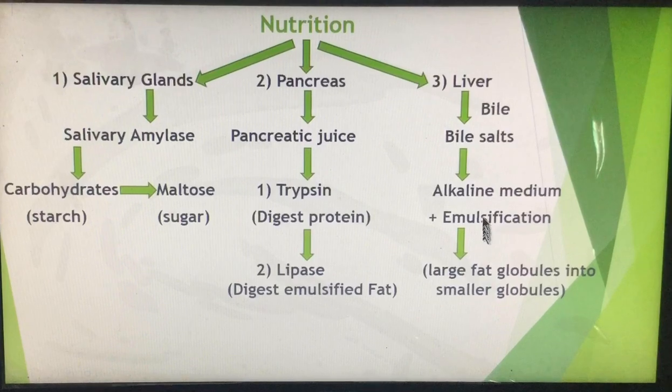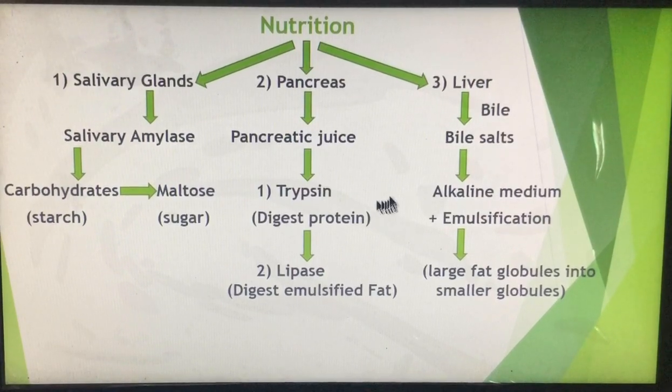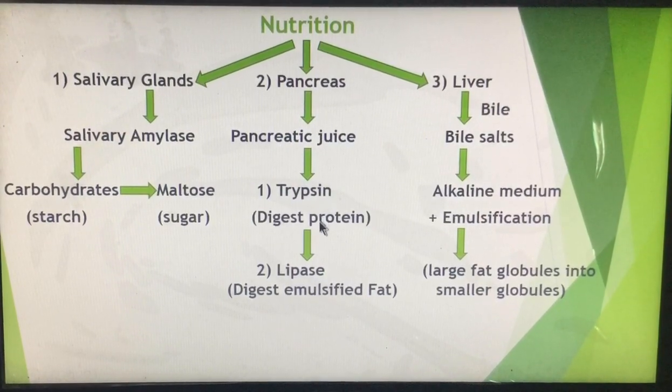This process is known as emulsification. Emulsification is a process in which the large fat globules are converted into small globules, and naturally bile salts are also in the small intestine. Pancreatic juice is also released into the intestine. An alkaline medium is created, so trypsin digests the protein.